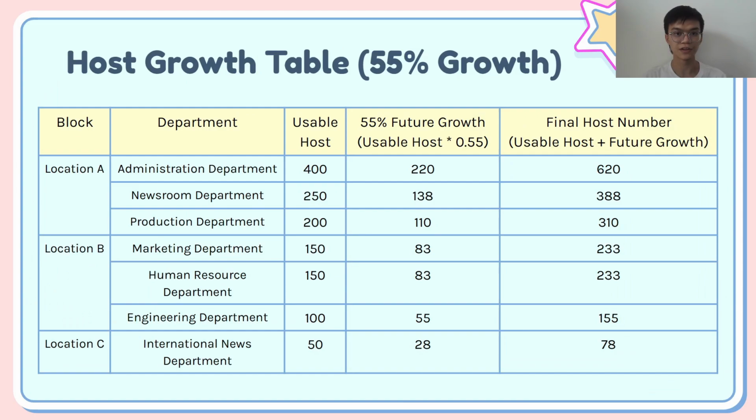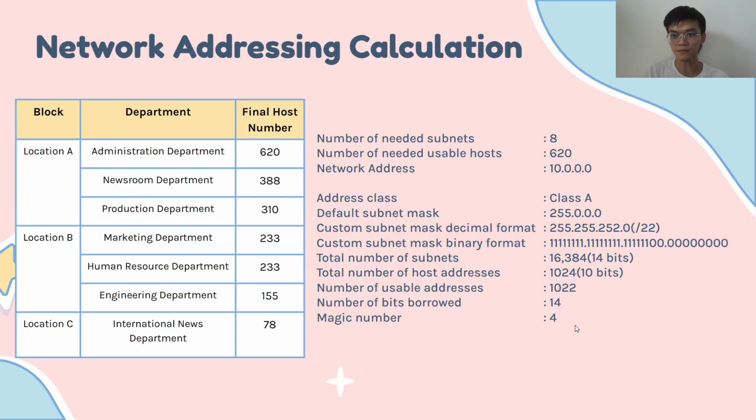Next, we do the host growth table with 55% growth. First, we use the usable hosts required from the scenario, add 55% of growth, and finally we get the final host number. Once we get the final host numbers, we use the maximum final host number to calculate all the network addresses. So we use 620 as our number of needed usable hosts.